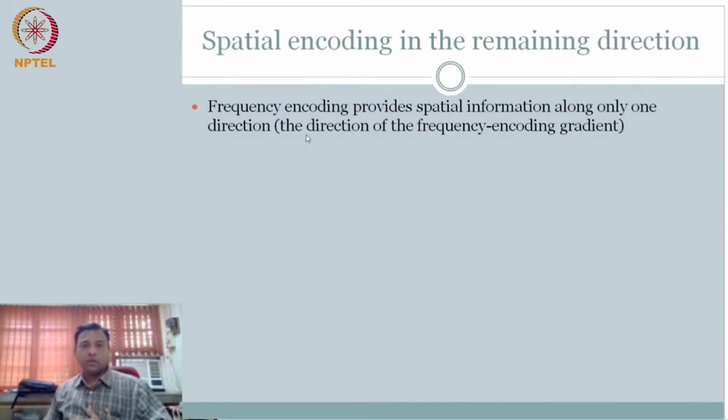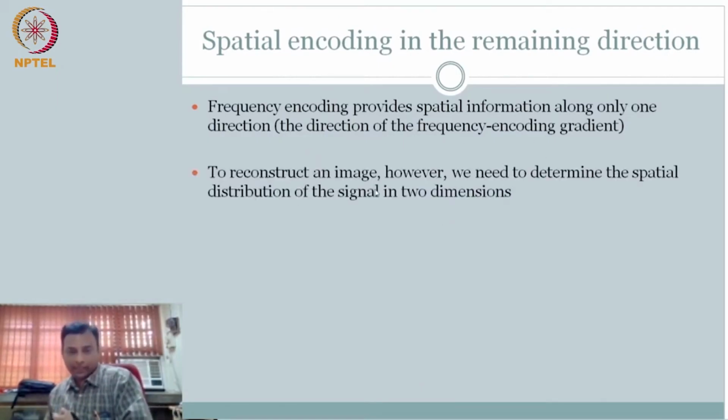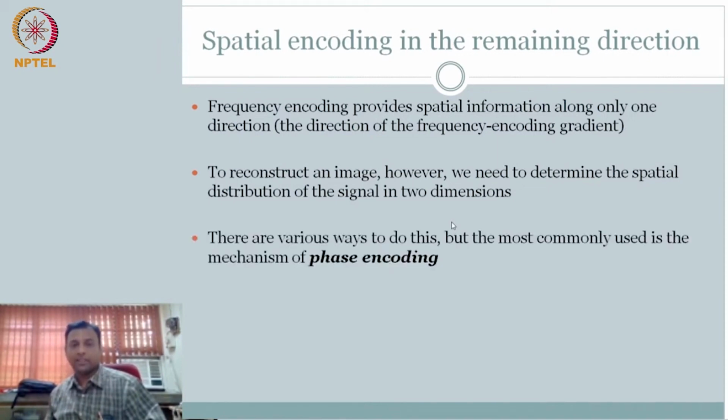So again, the frequency encoding, when we talk about convention, we are talking about the x gradient. The frequency encoding provides spatial information only along the x direction. To reconstruct an image, however, we need to determine the spatial distribution of signal in 2 dimensions within the imaging plane. So we know along the x direction, we need to also know along the y direction where it is coming from. So this we try to do.